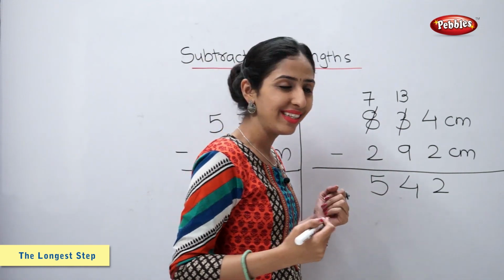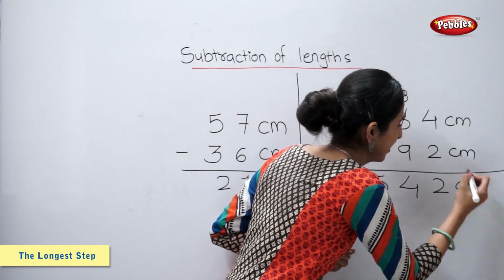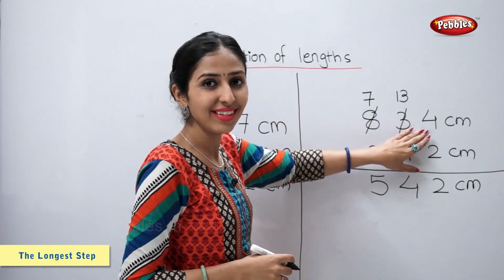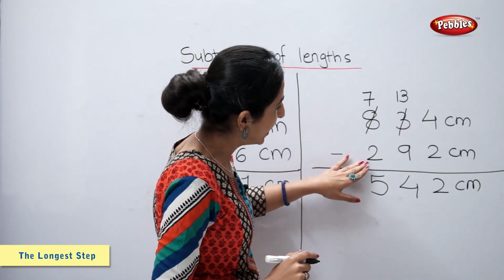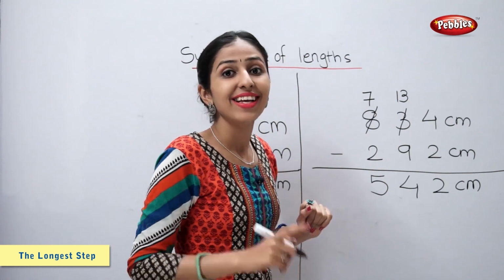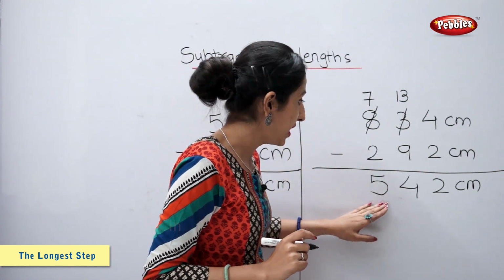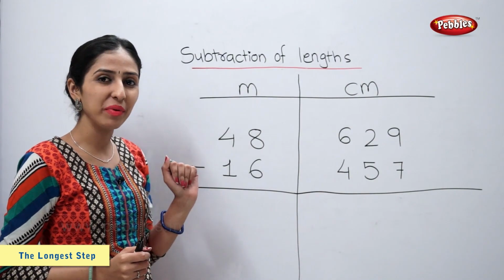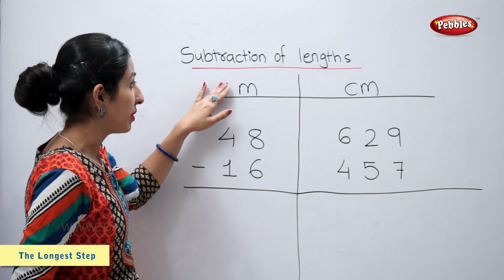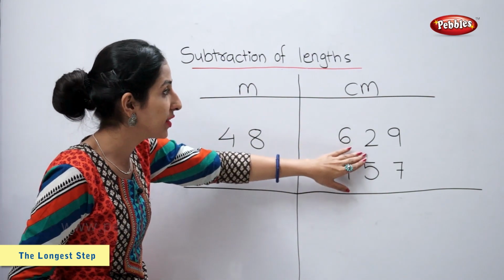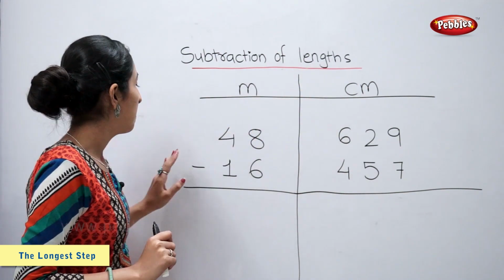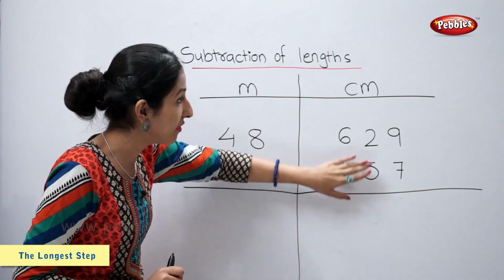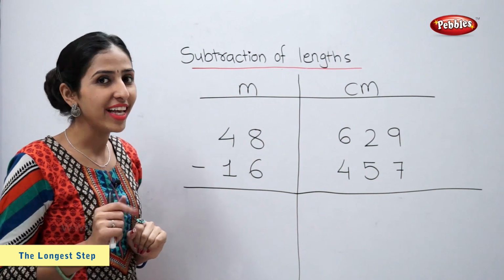Let's write the unit. So, 834 centimeters minus 292 centimeters is equal to 542 centimeters. Now let's solve this example. 48 meters 629 centimeters minus 16 meters 457 centimeters. Let's count.